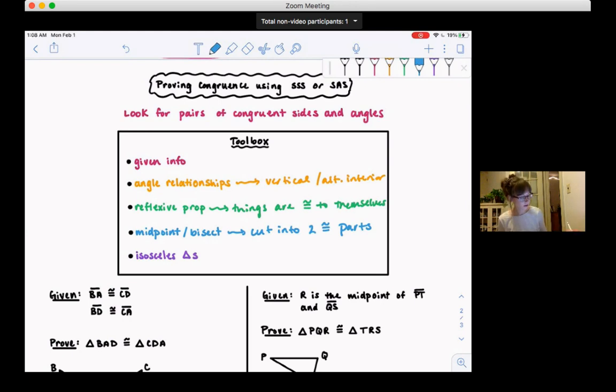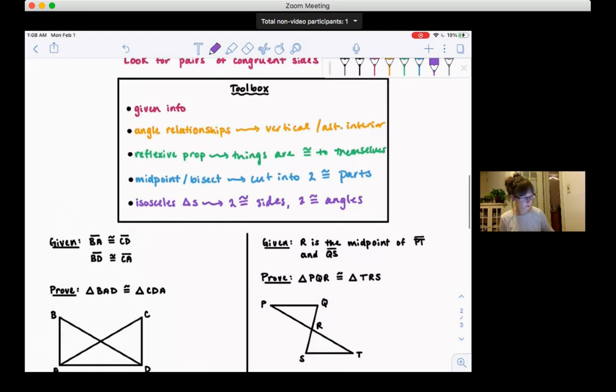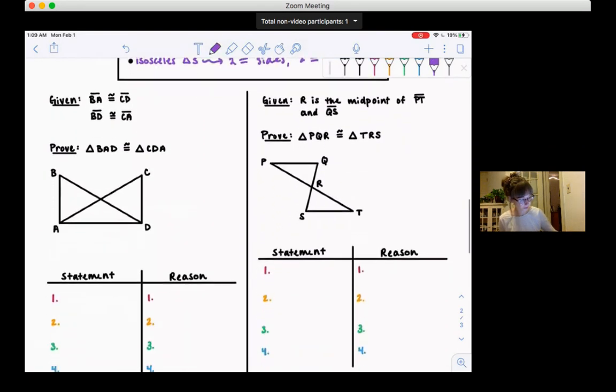And finally, we might use isosceles triangles. If we're told that a triangle is isosceles, then we know automatically that it has 2 congruent sides and it has 2 congruent angles. So we can get matches from knowing that triangles are isosceles. All right, so let's try 2 proofs and see how they go.